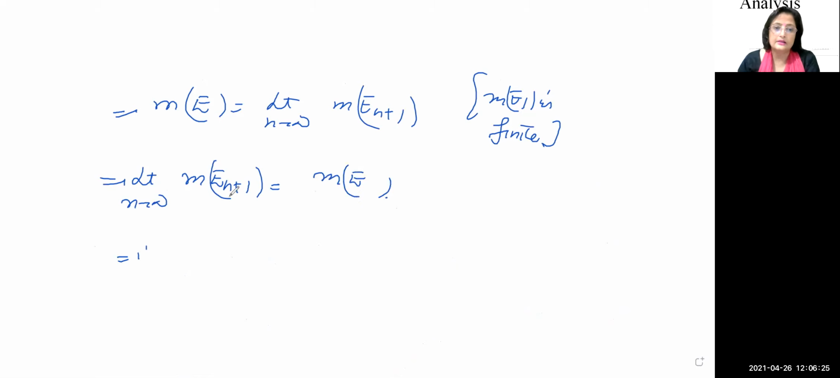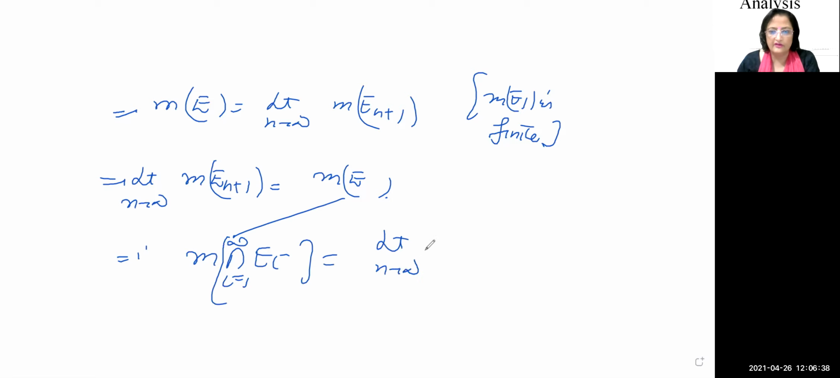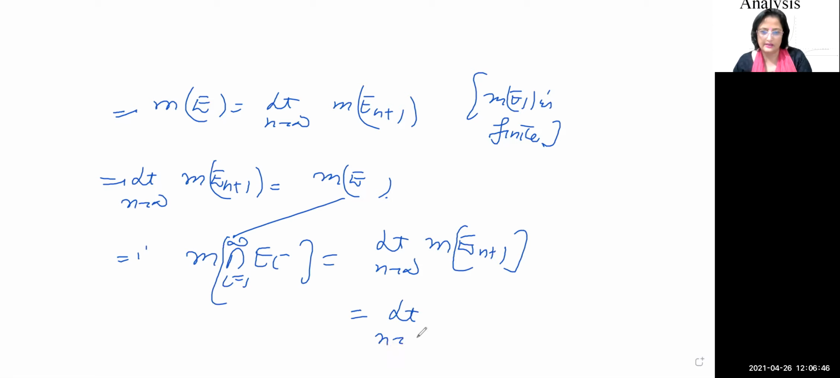So what is measure of E? Measure of E is, I'm writing again here, intersection i running from 1 to infinity Ei. So this is equal to the limiting value of measure of En plus 1. Either you take the limiting value of n plus 1 or n, it is the same thing. So this is limit n tends to infinity measure of En. So this is the proof of this theorem.